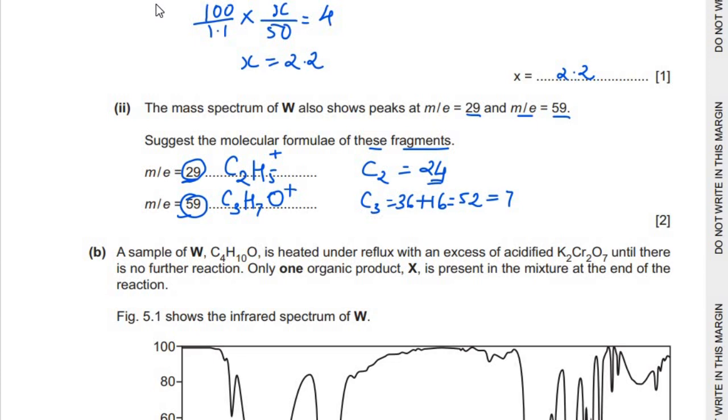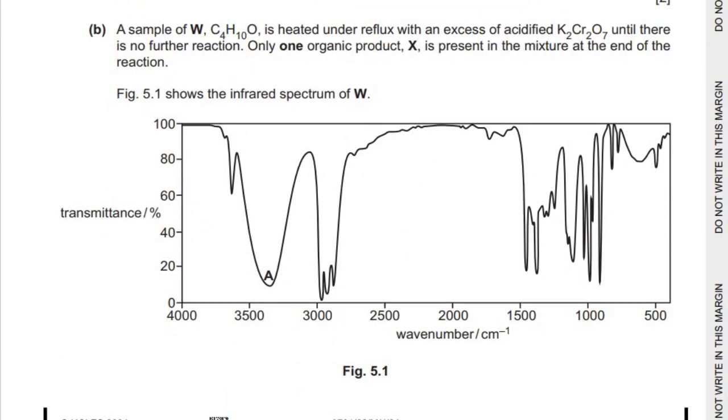Now why do I add plus? Because the fragments which show peaks in mass spectrometry are always positive ions, and that's why we write m/e ratio, that is the mass to charge ratio. So this is how we get the mass fragments of 29 and 59. The molecular formulae of these fragments are as calculated here. Okay, let's see what is the next part.